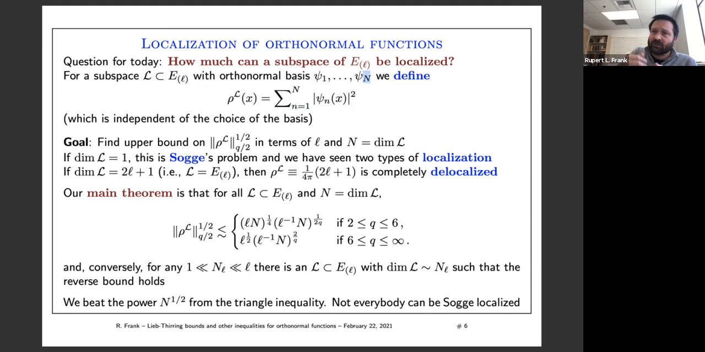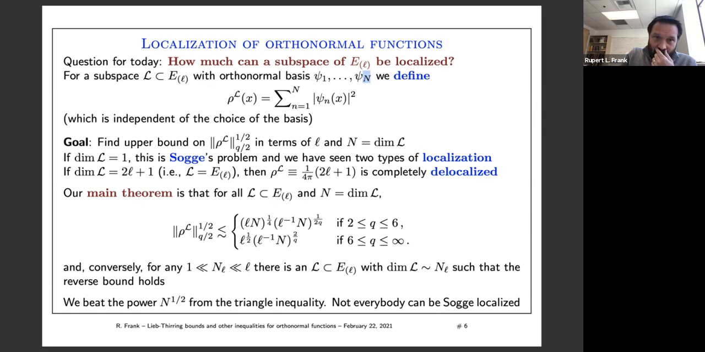So Zog would have chosen a single function. And of course, something which is perhaps well known is when you take all the functions, the density of the full space of these spherical harmonics or general eigenfunctions. But we're looking at something in between. So n is a number between 1 and L, which typically tends to infinity with L, but not as fast as L or 2L plus 1.